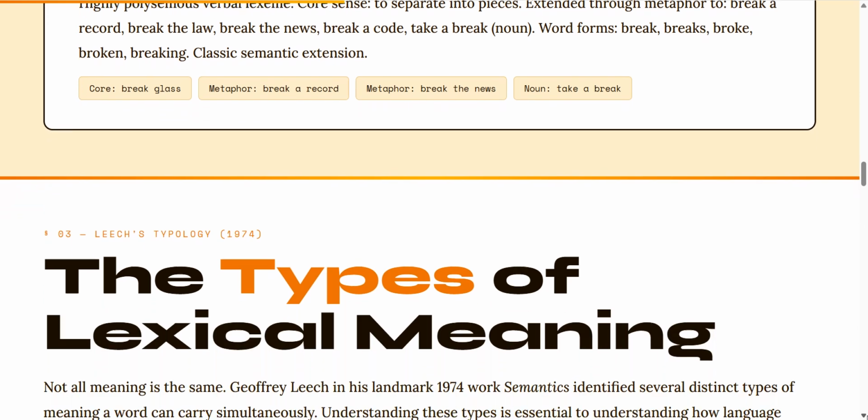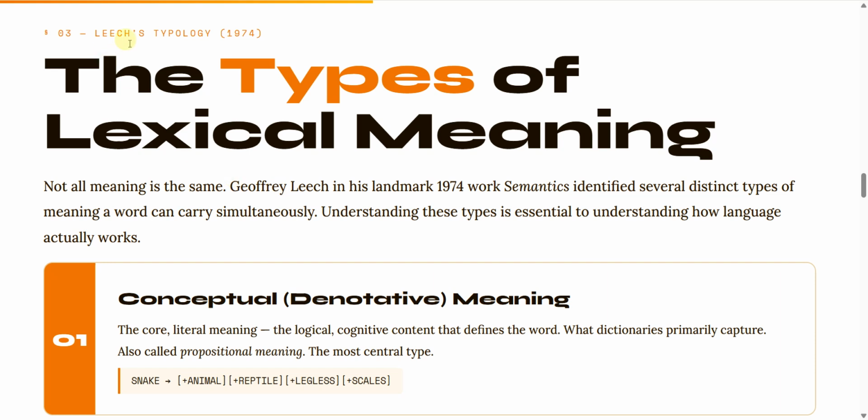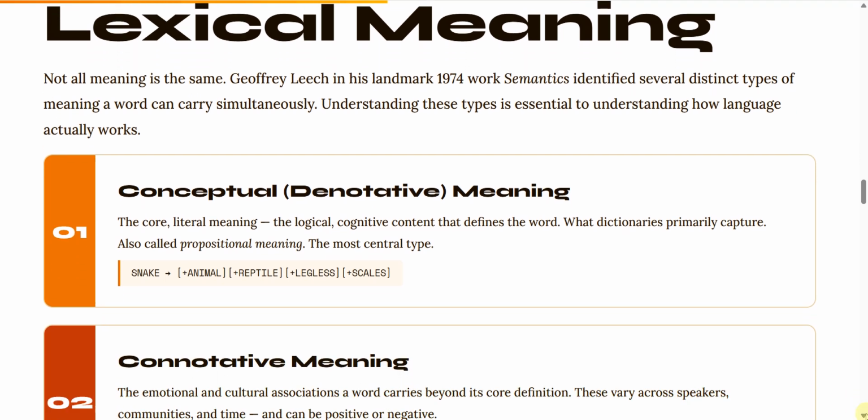Let's move forward to part 3, which is Leech's typology, given in 1974: the types of lexical meaning. Not all meaning is the same. Geoffrey Leech, in his landmark 1974 work Semantics, identified several distinct types of meaning a word can carry simultaneously. Understanding these types is essential to understand how language actually works. So let's look at each one.